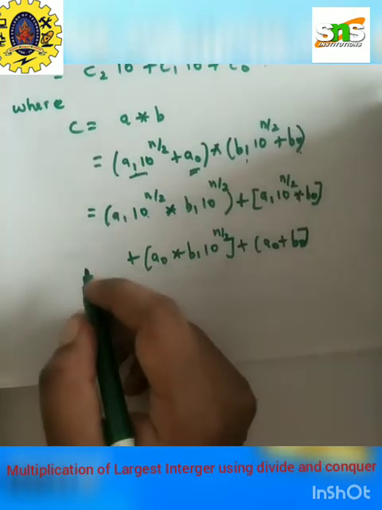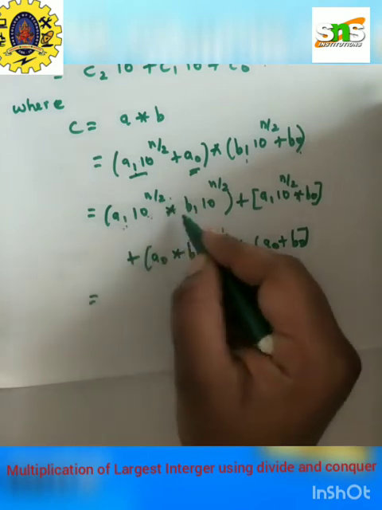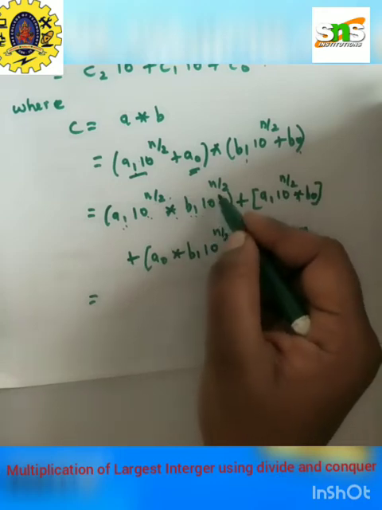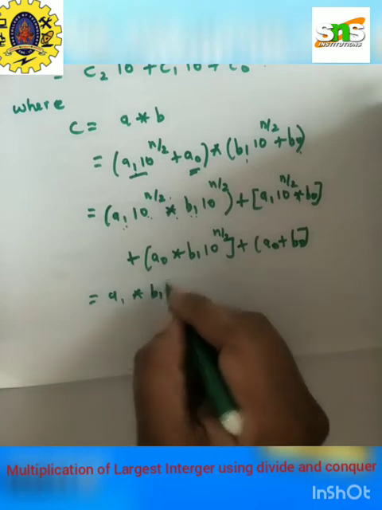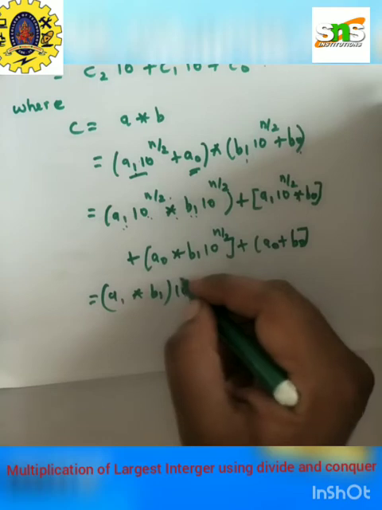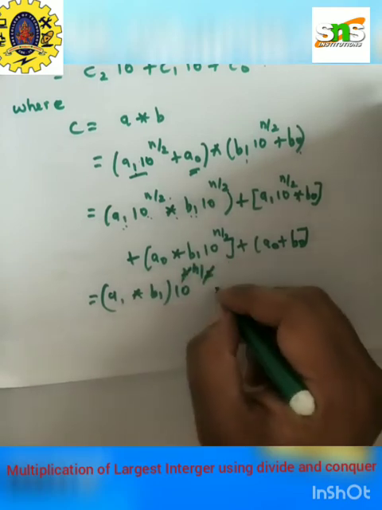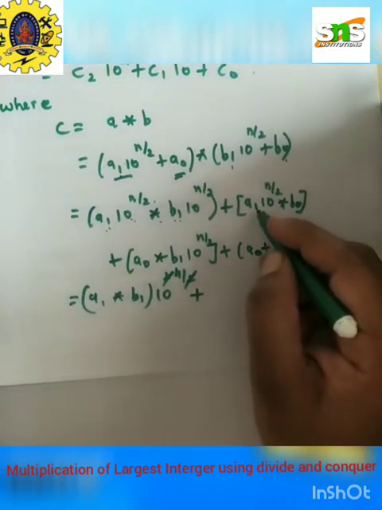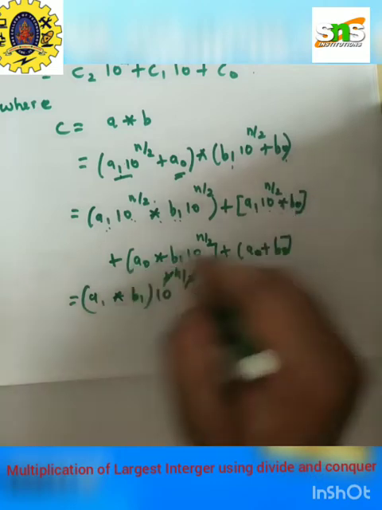Again we are going to simplify the terms. So here a1 10 power n by 2 star b1 10 power n by 2, we can multiply the coefficients and add the power values. a1 star b1 into 10 power n by 2 plus n by 2, that is n, so this term is getting cancelled, plus the next one, you can have a1 10 power n by 2 star b naught. You can add these values.